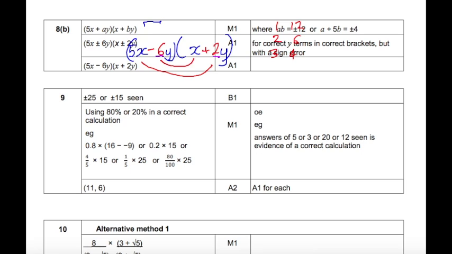So you do get, you'll get 1 mark for having 5x plus some number of y's times by x plus some number of y's. You'll get a mark for having a 6 and a 2 there with any plus or minuses, and a final mark for having a minus and a plus.